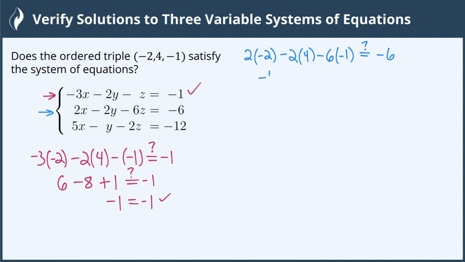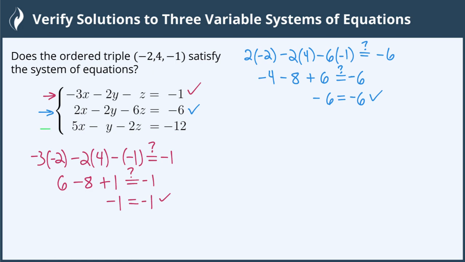2 times -2 is -4. Then we have minus 2 times 4, which is 8. And we have -6 times -1. The negatives cancel and give us +6. So we want to know, does that equal -6? -4 minus 8 is -12, and -12 plus 6 is -6. So indeed, -6 equals -6 is a true statement. So (-2, 4, -1) is a solution to the second equation.